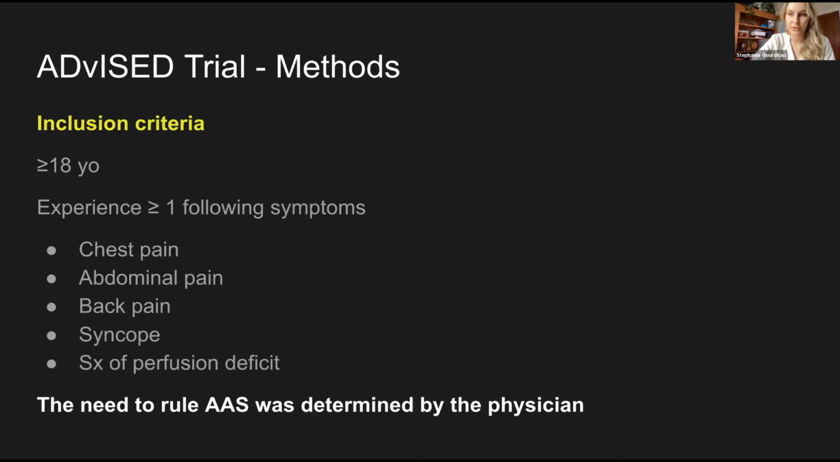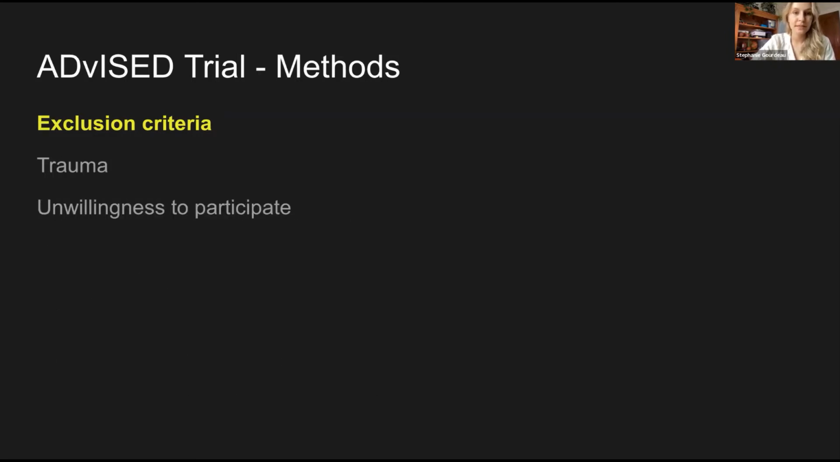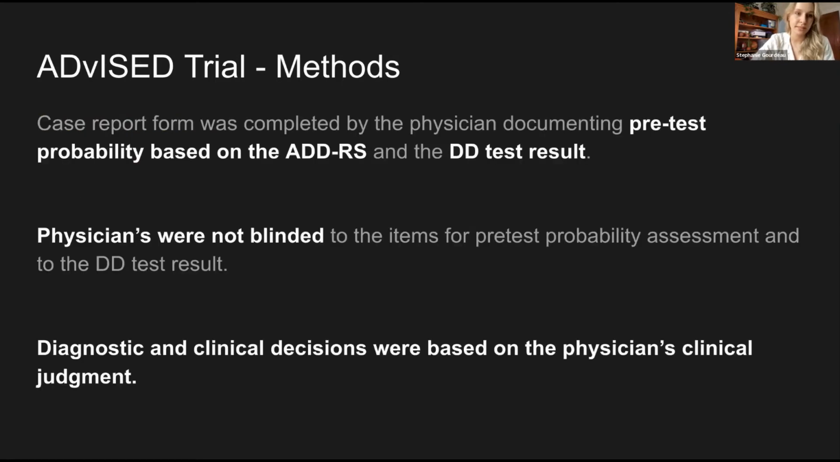The inclusion criteria were the following. You had to be 18 years old and above. You had to experience one or more of the following symptoms, being chest pain, abdominal pain, back pain, syncope, or symptoms of a perfusion deficit. And the need to rule out acute aortic syndrome was determined by the physician. The exclusion criteria were trauma and unwillingness to participate.